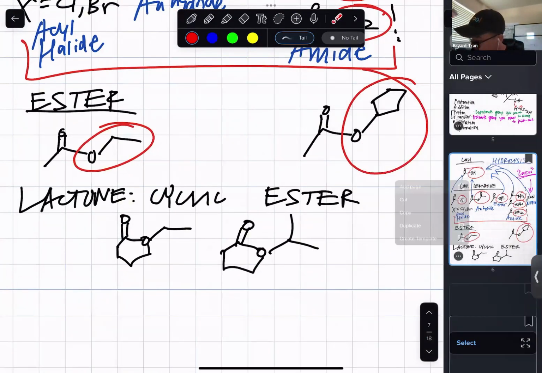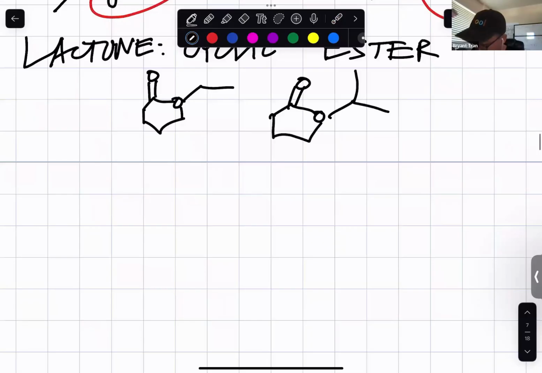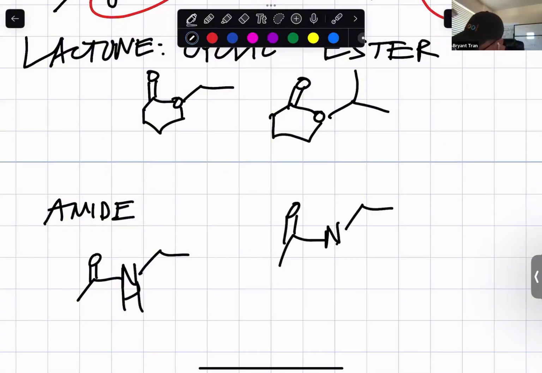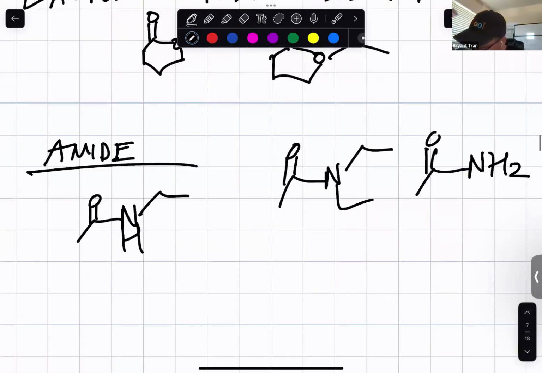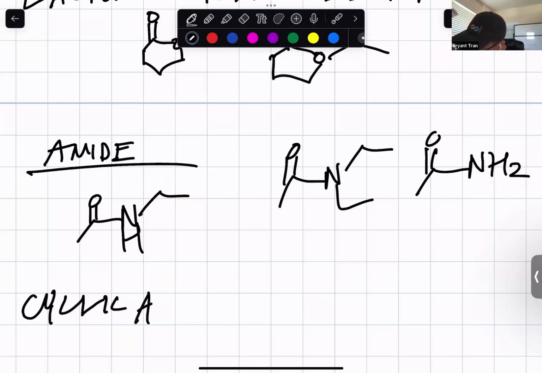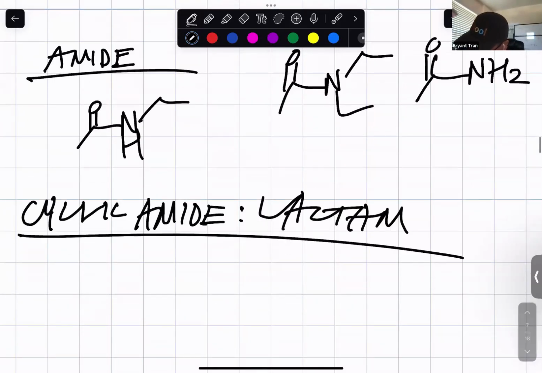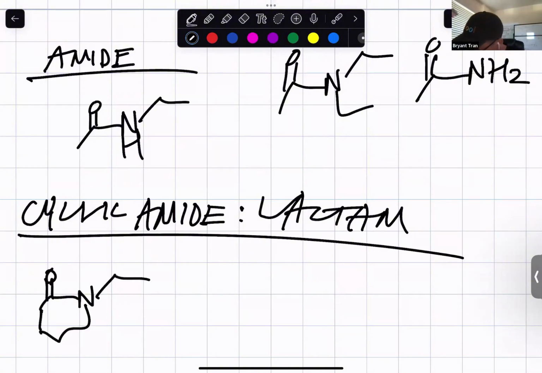A lactam is a cyclic amide. A regular amide would have a carbonyl next to an amine, like that, or like that, or like this. But a cyclic amide, or the fancy name for the cyclic amide, a lactam, is going to have a cyclic structure to the amide, like that. It could be a 6-membered ring, like I just drew, or it could be a 5-membered ring, like that.